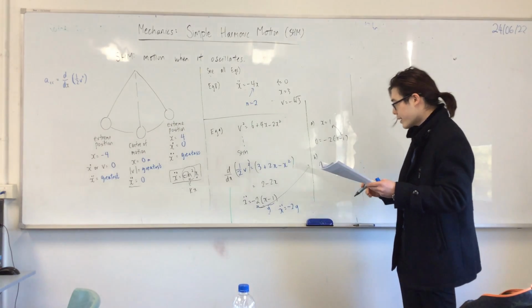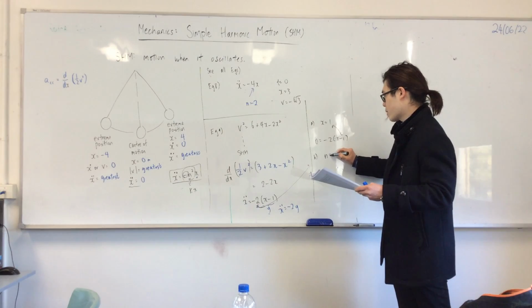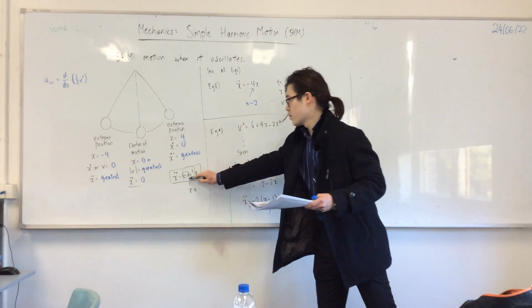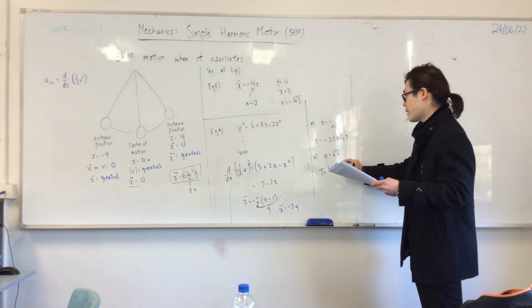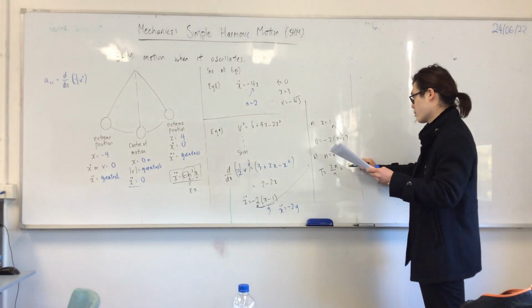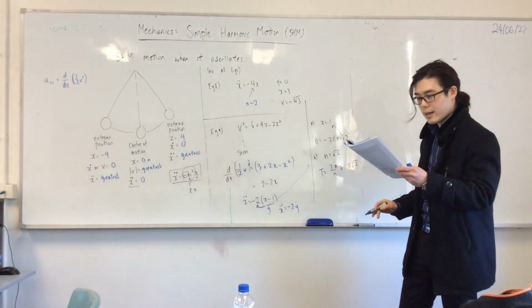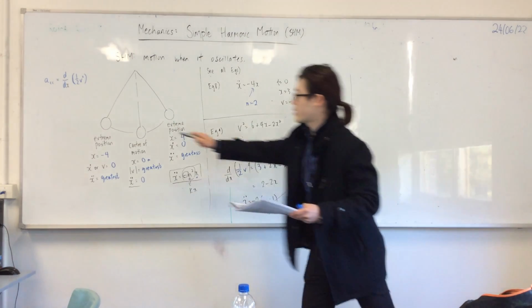Yep. The period. How would I find the period? Well, I know from here n equals root 2 because of that. And that means for the period T, all you need is n to find the period. So that's 2 pi over root 2, which is pi root 2. Okay? The amplitude, though, amplitude is the extreme positions.